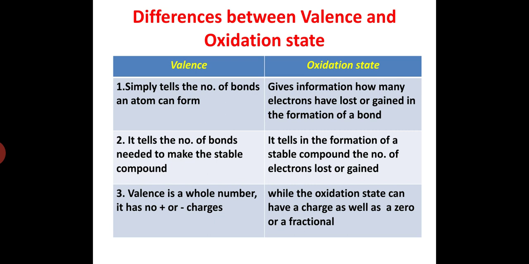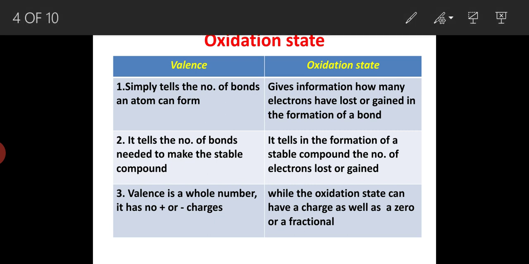And the third difference is that valence is a whole number and has no charge, whereas the oxidation state can have a charge as well as be 0 or fractional. These are the differences between valence and oxidation states.